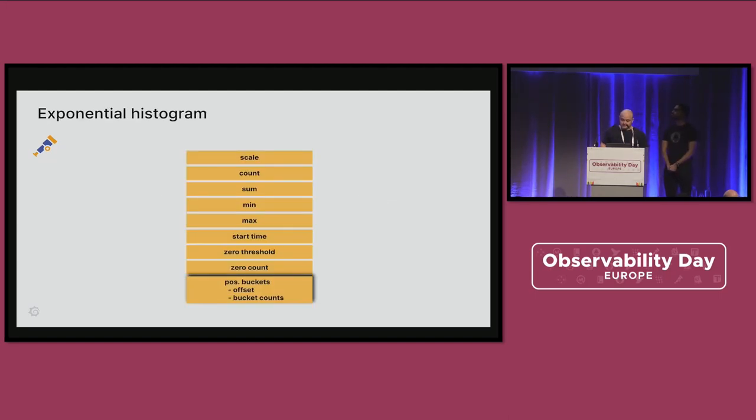The last field is positive buckets. Please note that there are also negative buckets, and they are stored separately. But for the sake of simplicity, we will focus only on positive buckets. So exponential histogram uses a dense representation of buckets. The bucket range is represented by a single offset value and value counts for those buckets. Let's take a look at an example.